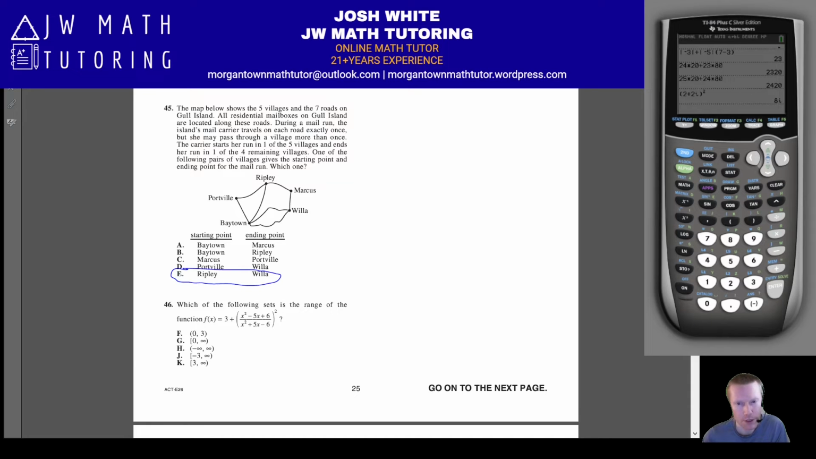There are technically multiple ways you can do it, but essentially it's going to be some combination of the following. So the way that I did it is I started at Ripley, then I went to Portville. So this is track 1, then track 2, and then I went back to Ripley here, track 3. And then I went down over here to Marcus, track 4. Then I go down here to Willa, track 5. Then I go down here back to Baytown, track 6, and then I go down back to Willa, track 7.